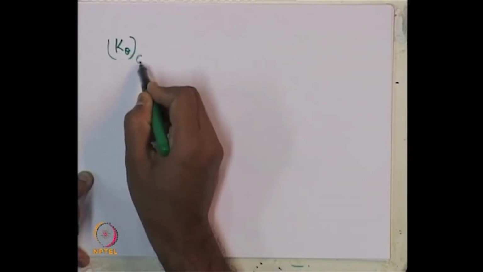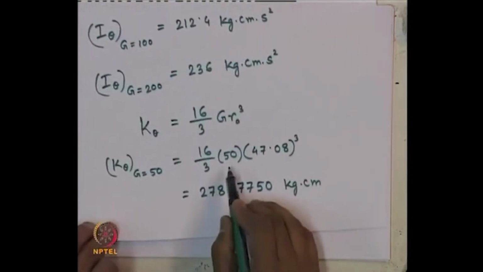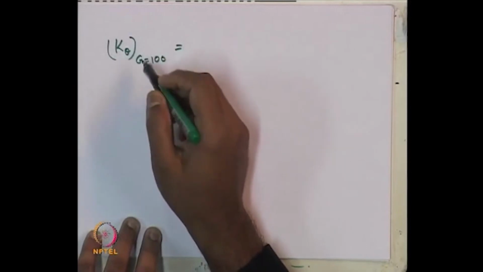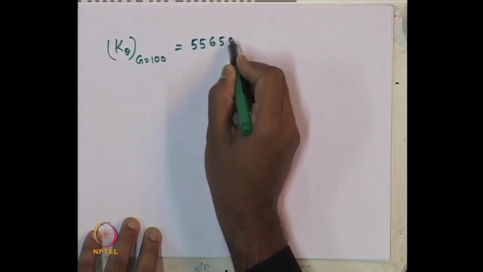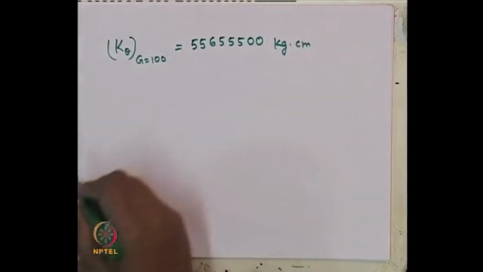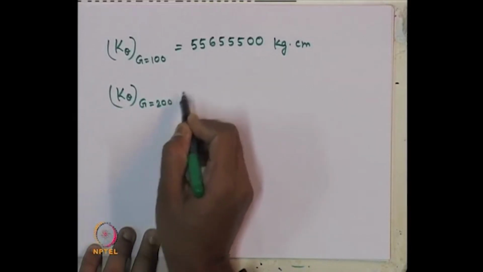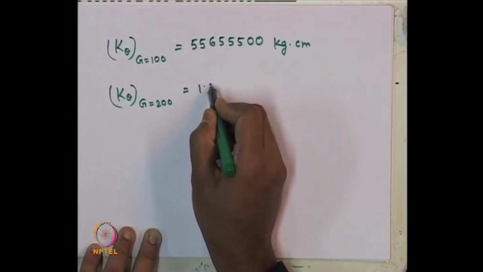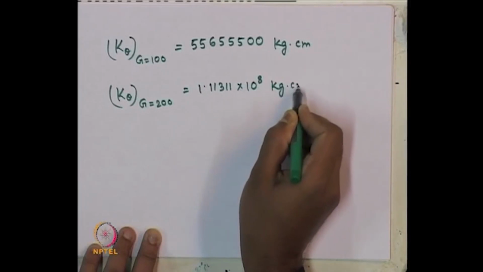Next, for k theta with g equals to 100, just the change will be that this one will become 100. So, linearly proportional, double of this. So, we get 55655500 kg force centimeter, and k theta for g equals to 200 is double of this. So, 1.11311 into 10 to the power 8 kg force centimeter.